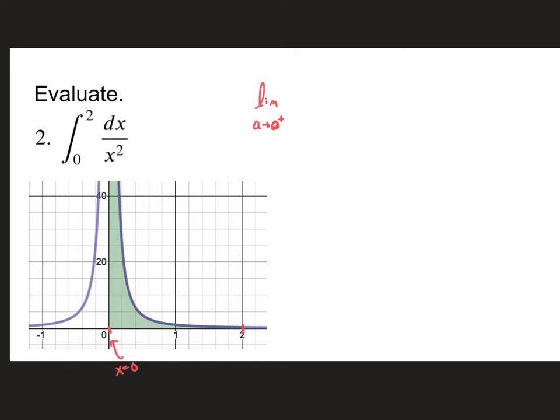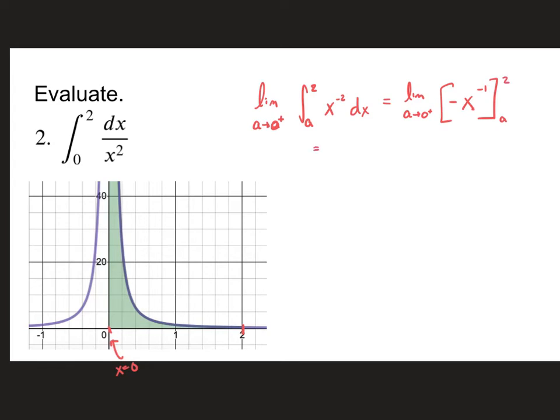Sorry, the limit as a approaches 0 from the right-hand side of the integral from a to 2 of x to the negative second power dx. That'll be so much easier to integrate, because when I do the integral, it just becomes so much easier to do. So I'll get negative x to the negative first power, and again, I'm evaluating that from a to 2.